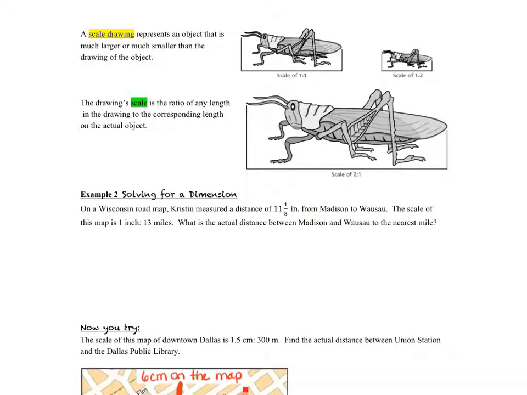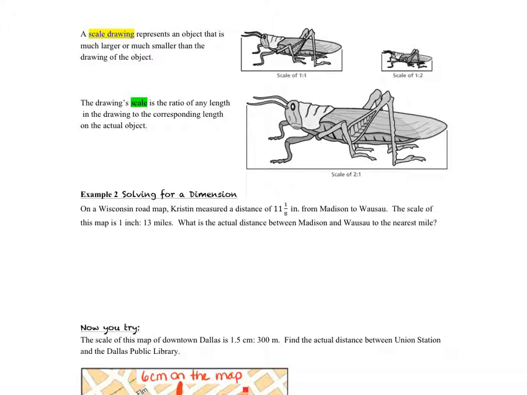So we've already talked about dilations and scale factors. The scale drawing is very similar. It represents an object that is much larger or smaller than the drawing of the object. The drawing scale is the ratio of any length in the drawing to the corresponding length of the actual object.